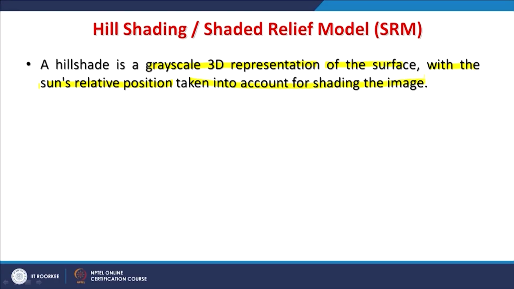Because a typical digital elevation model is not illuminated by a light source, what we do in hillshading is take a light source, or you can say a position of the sun, and we simulate how the terrain would look from the top if the sun is in this position, and that is what we get as the hillshade.